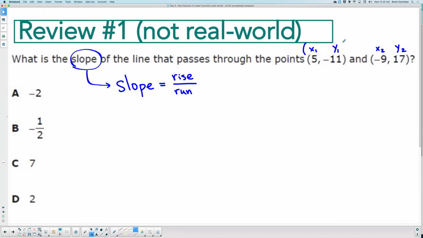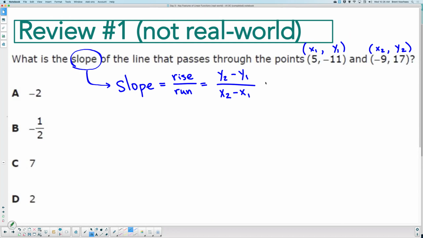So here's how our formula is going to look. There's my 2 points that they gave us. What we're going to do is take the second y value and subtract the first y value for the rise. The run does the x values. We'll do the second value minus the first value. And this is how we'll get our answer.